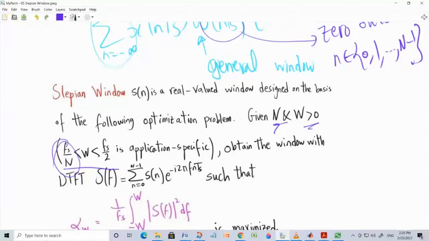So you come with N, you come with W, and we want to design a window with a DTFT. I will call the window S of n in the time domain, S for Slepian, and it has a DTFT. We want the DTFT to be concentrated from minus W to W and negligible outside. Basically, we will have to live with a fat main lobe, but we want to suppress the side lobes.